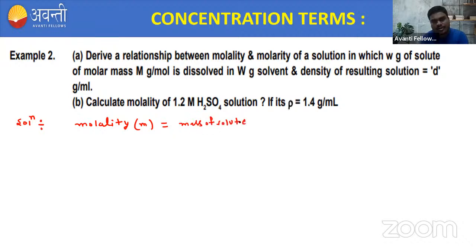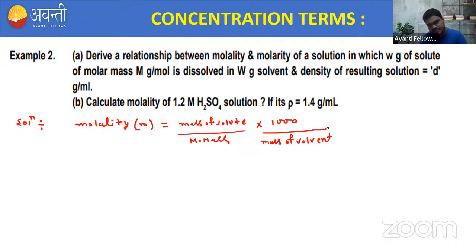You need mass of the solute divided by molar mass into 1000 divided by mass of the solvent, right? So for molality, what you need? Mass of the solute upon molecular mass into 1000 upon mass of the solvent.